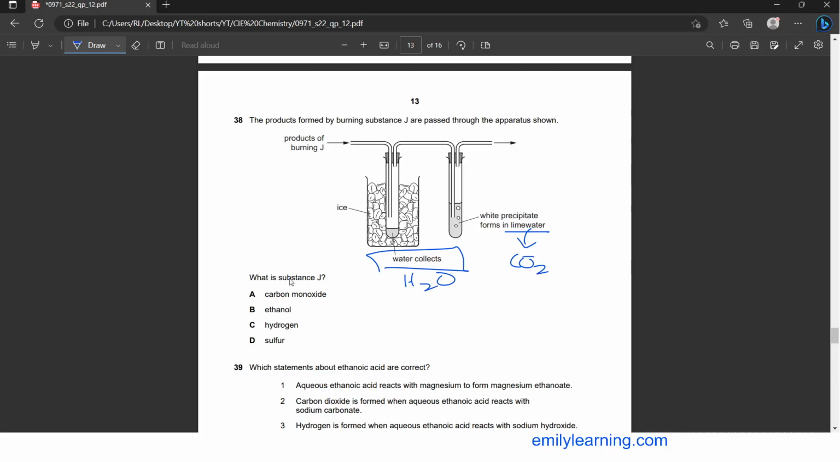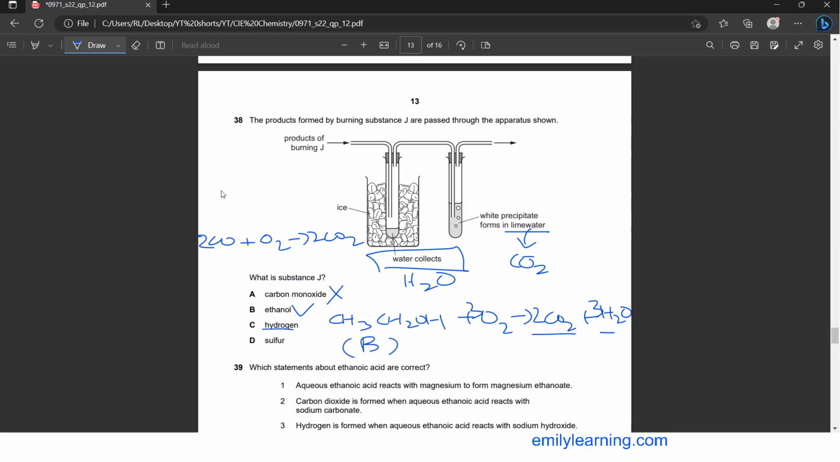When carbon monoxide is burnt, you only form carbon dioxide. There's no water, so J is not carbon monoxide. When ethanol, CH3CH2OH, is burned, you will get both carbon dioxide and water. So J is likely to be ethanol.